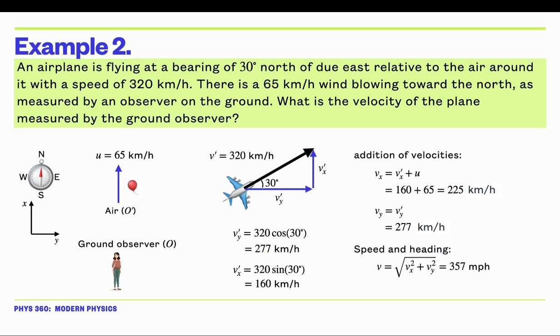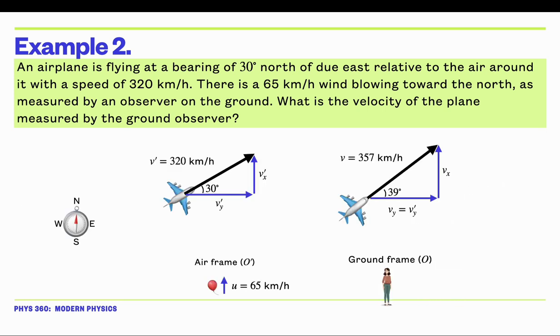We can now calculate the speed of the airplane relative to the person on the ground. Square root of Vx squared plus Vy squared, so plug in 225 and 277 here, and you get 357 kilometers per hour. To figure out this angle, again it's a little funny, because the opposite side is Vx and the adjacent side is Vy. So you take the arctangent of Vx over Vy to get 39 degrees north of due east.